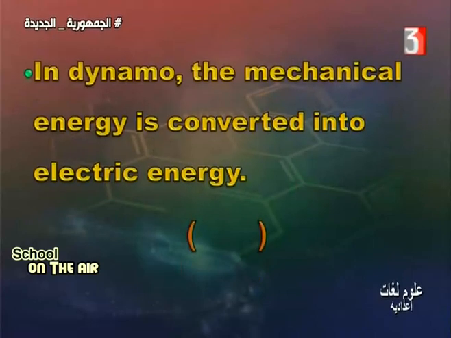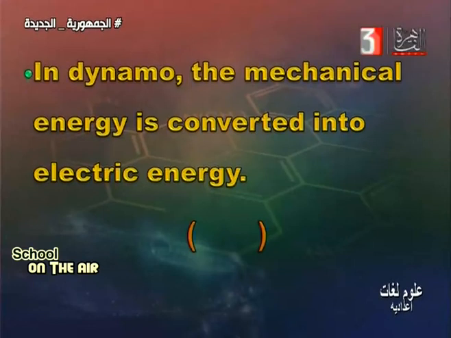In a dynamo, or electric generator, the mechanical energy is converted into electric energy. It is a true statement. But if we say that in the dry cell the mechanical energy is converted into electric energy, it is a wrong statement, because in the dry cell the chemical energy is converted into electric energy. Both are sources of electric energy, the dynamo and the dry cell.